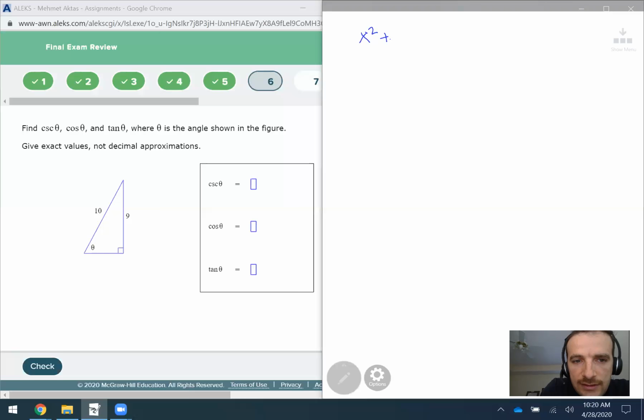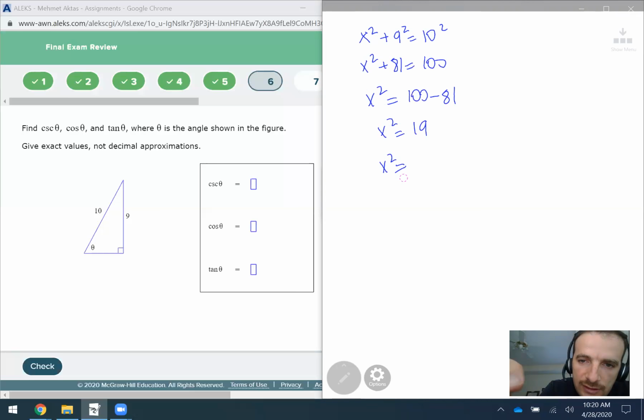X squared plus 9 squared is equal to 10 squared. X squared plus 81 is equal to 100. X squared is equal to 100 minus 81. So x squared is equal to 19. So x is equal to, sorry, not x squared, but x. X is equal to plus or minus root 19, right? But this distance cannot be negative, so x is actually equal to root 19. Okay. Now the side adjacent to theta is root 19.